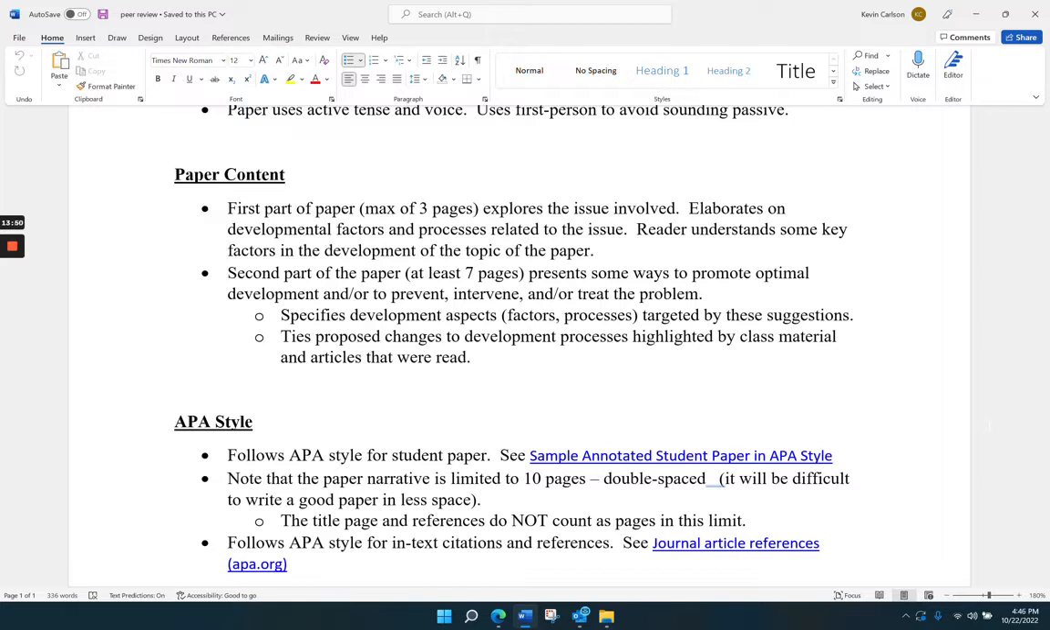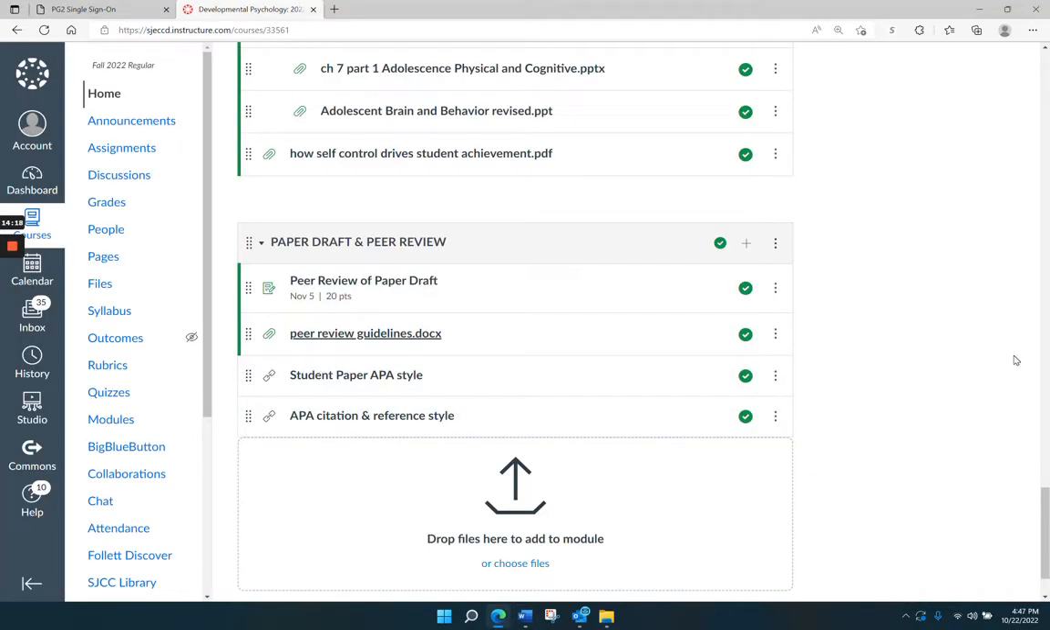And then the last part is a more technical part, but something that we need to do, which has to do with APA style. So you should follow the APA style for student paper. There's a link there. I don't know if your computer is different. When I try to open the hyperlink, it doesn't work, but if I copy the hyperlink from this document, it works. But never mind if that's not a big deal for you, or you're not sure how to do that. Right here in the paper draft peer review, there is a link here to the student paper APA style.